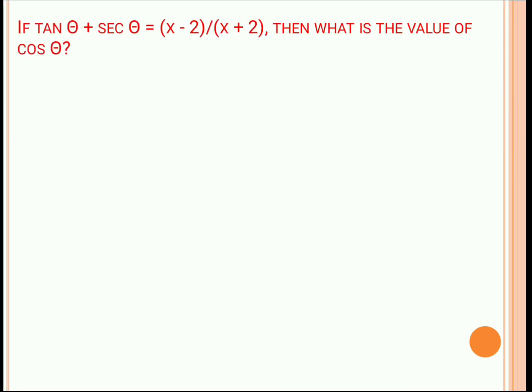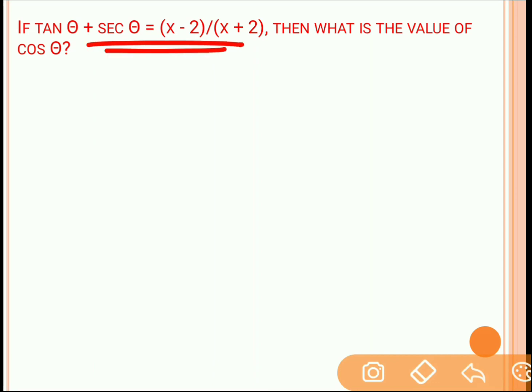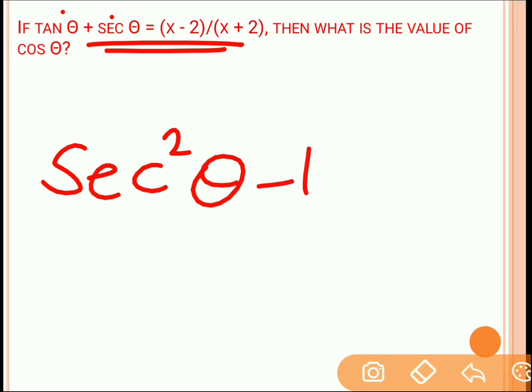If tan theta plus sec theta is equal to x minus 2 upon x plus 2, then find the value of cos theta. Now in this given expression, the value of tan theta plus sec theta is given. Also there is some relationship between sec theta and tan theta. By the standard identity, we know that sec square theta minus tan square theta is equal to 1. You need to remember all the standard identities.